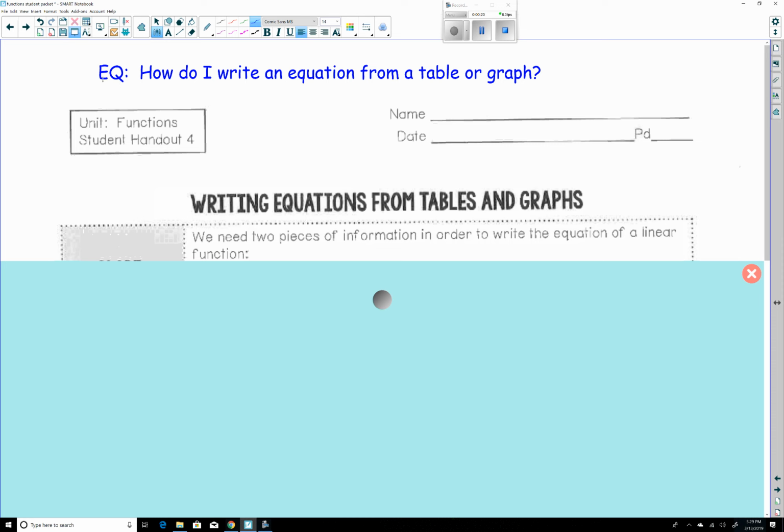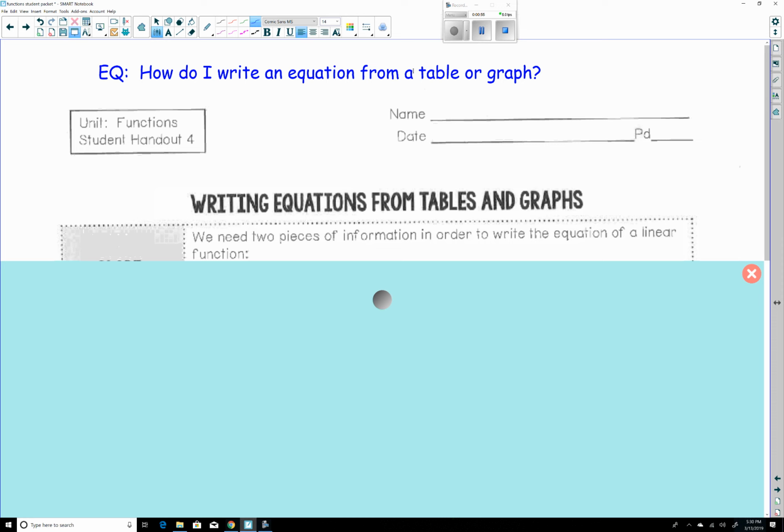Add the essential question in the top left-hand corner or top of the page, doesn't matter if it's in the left-hand corner. How do I write an equation from a table or a graph? Now you might be thinking, I already know how to write an equation from a table or a graph, and honestly, you should. We've been writing equations from graphs since about January when we first started learning slope-intercept form and we first started seeing things with two variables on them. So this is not necessarily a new idea, but maybe some new vocabulary.